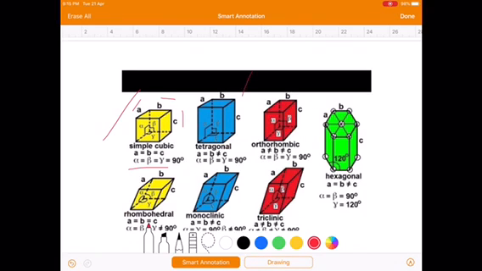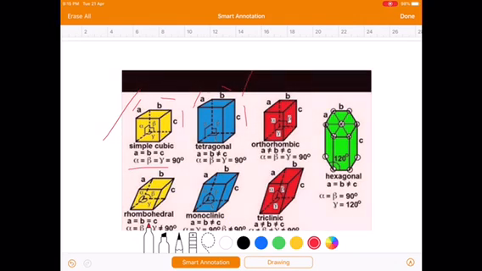The second crystal system is the tetragonal. Two of the sides, A and B, are equal, but not equal to the third side C. The angles alpha equal to beta equal to gamma are equal to 90 degrees.